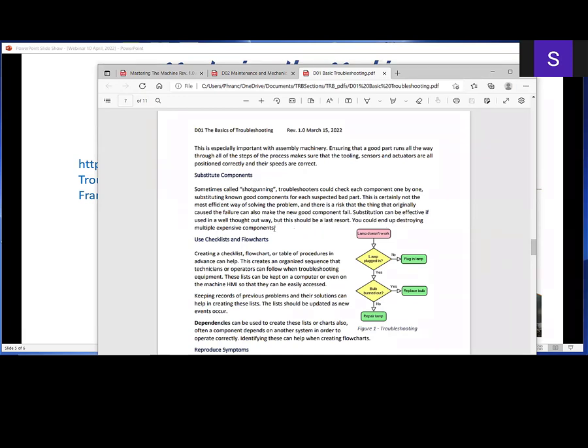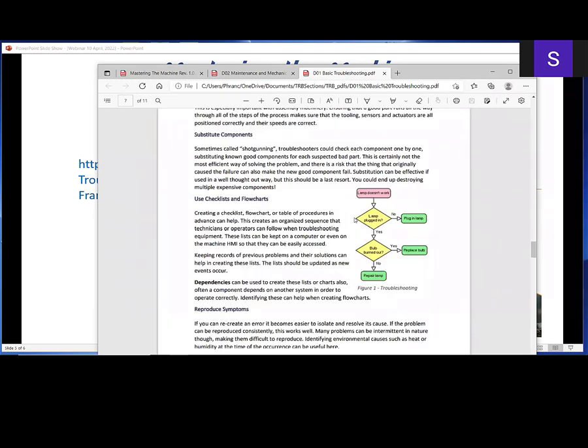You could end up destroying multiple expensive components, right? I take a known good component, I plug it into a cable and it burns up the good component. That kind of defeats the purpose of shotgunning, right? So you need to make sure that your power is correct and all that first.